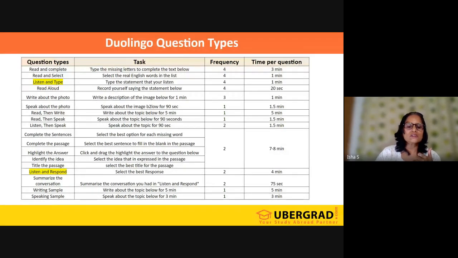When it comes to listen and respond, you have to select the best response according to the scenario. Usually you get two scenarios, and then you have to give the appropriate response for each particular scenario. Don't worry, we will do it practically here. You will get to listen to everything, and you will get sufficient time to answer those questions. The duration for this is 4 minutes. Next, please.